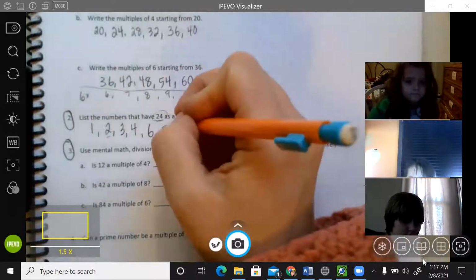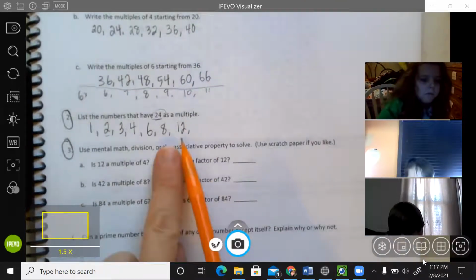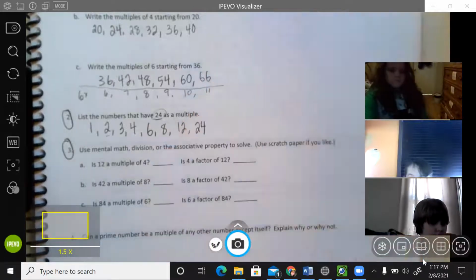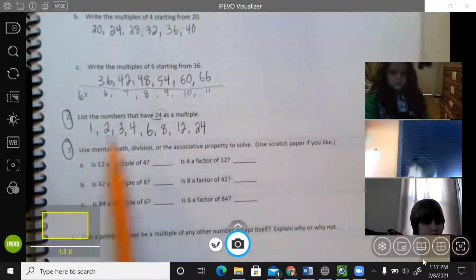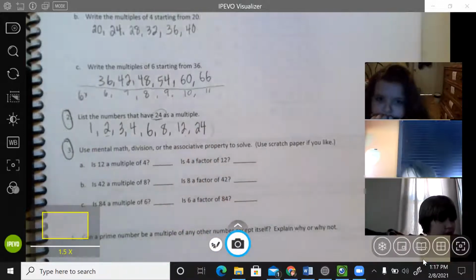Yes. What comes after 12? 12 times what would give you 24? 2. Very good. So once you get halfway, that's all you're going to get before you get the final number. So all of these, and this one only because that's what we would start with, would have 24 as a multiple.